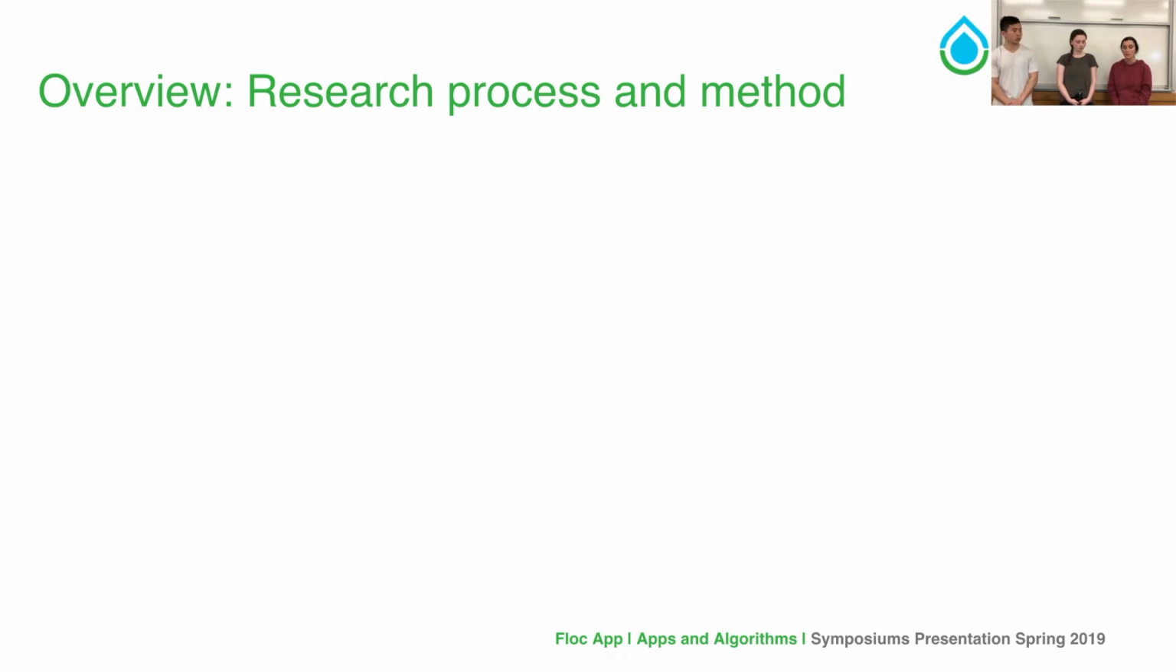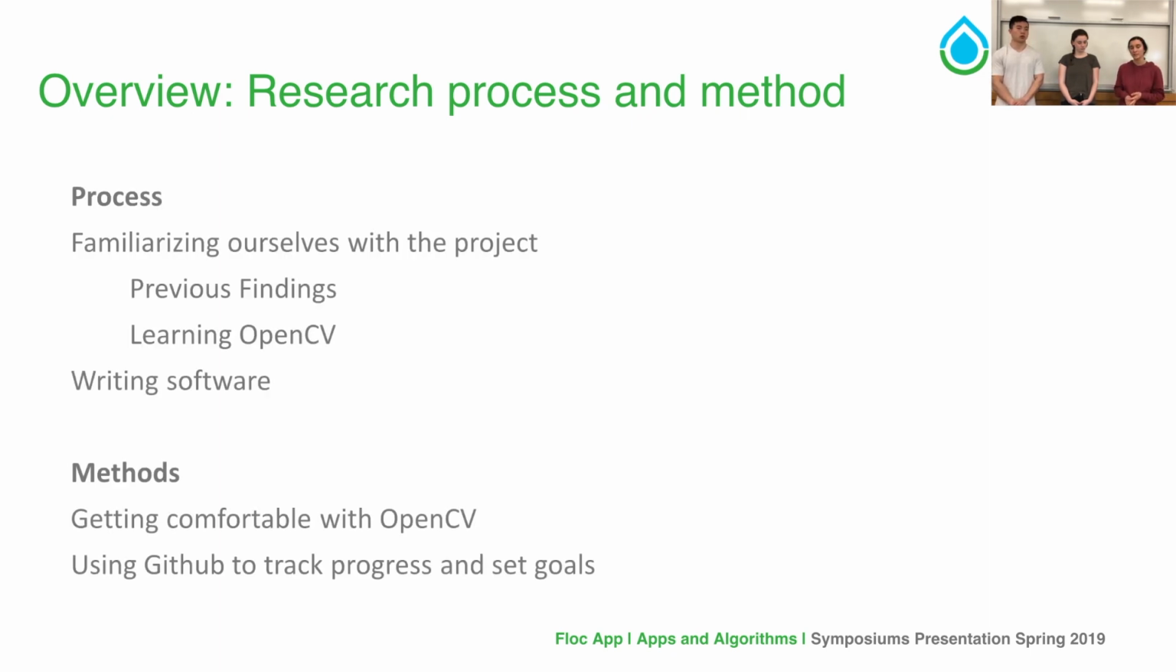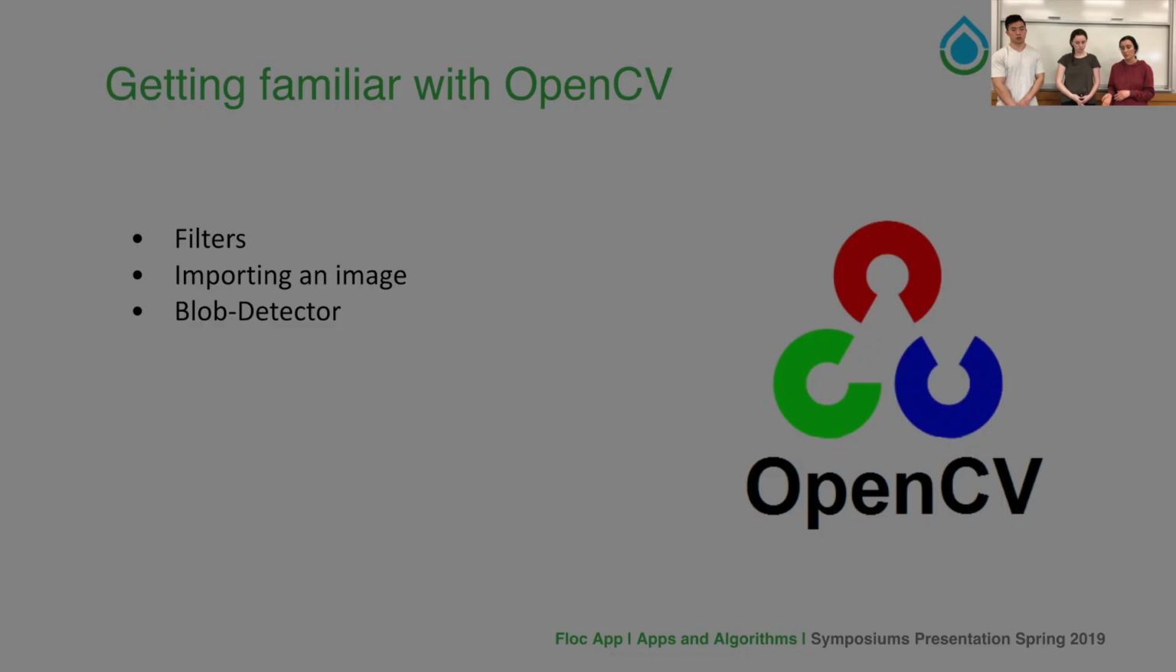As an overview of our research process and method, we spent the beginning of the semester familiarizing ourselves with the previous findings. That included reading over a thesis, which was written by a grad student last year or two years ago, and it also required us going over LabVIEW and a couple of other things that were done last semester. But the majority of our time was spent learning OpenCV. And finally, after that stage, we started writing our own software, and then we started working on the hardware, which we'll talk about later.